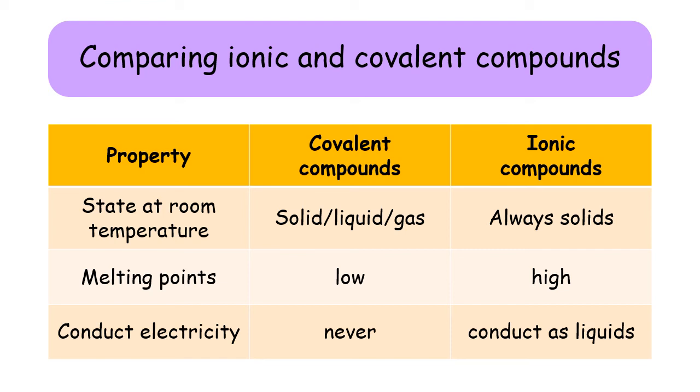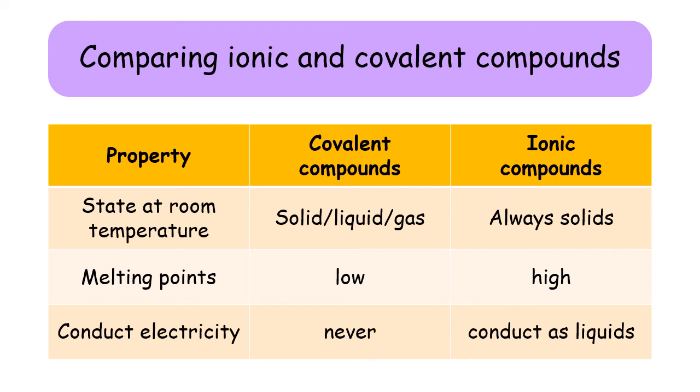So we're comparing covalent compounds to ionic compounds. Well, covalent compounds at room temperature can be solids, liquids, or gases. They can be any state of matter. However, ionic compounds are always solid at room temperature. Melting point means the temperature at which that compound will go from being a solid to being a liquid. For covalent compounds, that happens at a low temperature. And for ionic compounds, they melt at high temperatures.